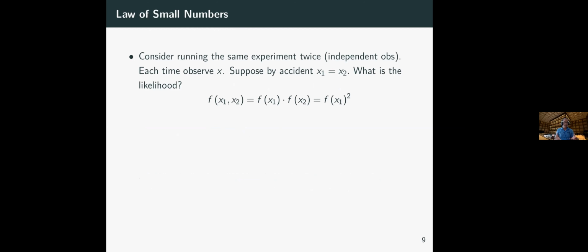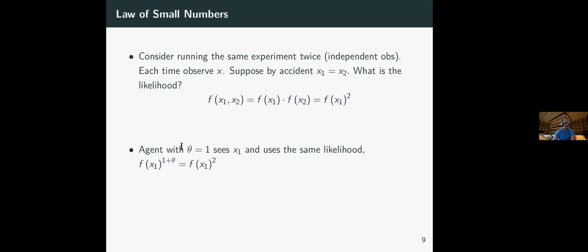I'm going to do some measurement. So I'm going to have two independent measurements of the same thing. I'm going to observe some random quantity X. And just suppose by pure accident that the realization of the first experiment is equal to the realization of the second experiment. So what is the joint likelihood of these two data observations? Well, since they're independent, the joint likelihood is the product of the marginals. But since x1 equals x2, it's just f of x1 squared. Okay, so this is the likelihood you're going to use to do Bayes updating.